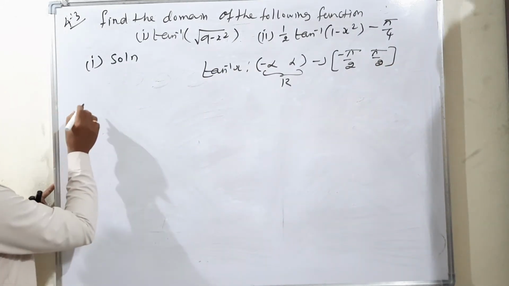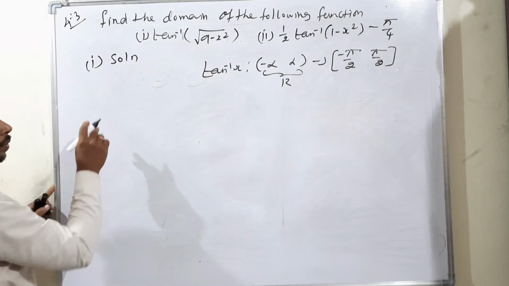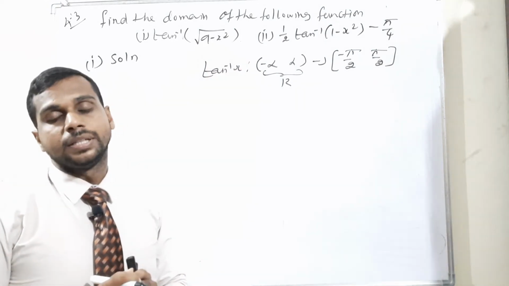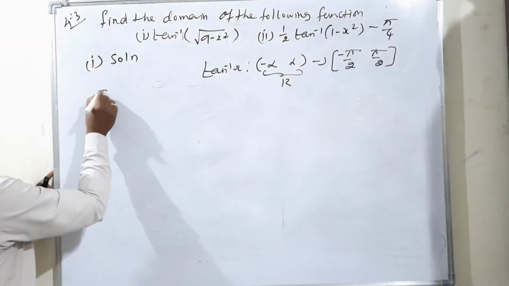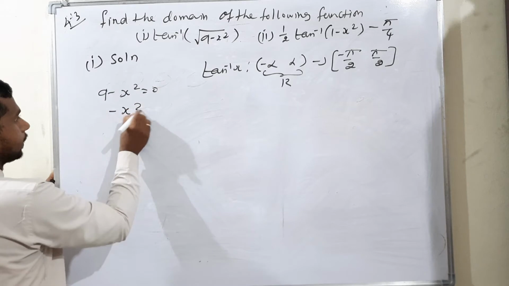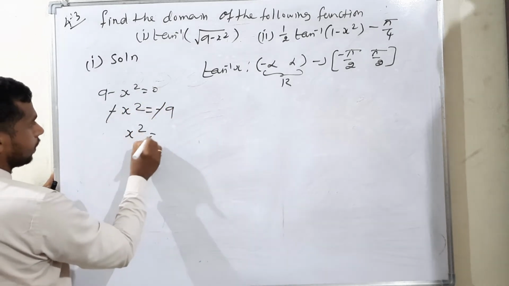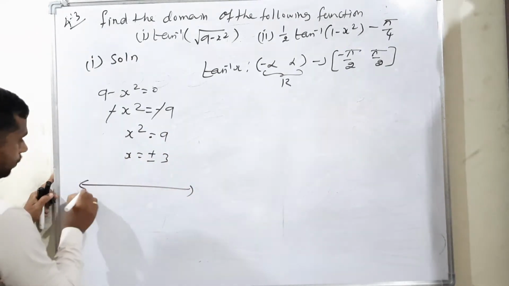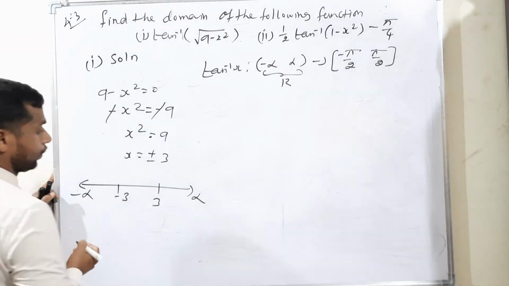So, condition number 1. Square root of 9 minus x square must be greater than or equal to 0. If you have square root of any negative value, simply we can say it is not a real value, only imaginary. So, consider 9 minus x square equal to 0, so minus x square plus 9 equals 0, bring to the opposite side, minus 9. Minus minus cancel, x square is equal to 9. Therefore, x is equal to plus or minus 3. So, negative infinity to positive infinity, negative 3 to positive 3.